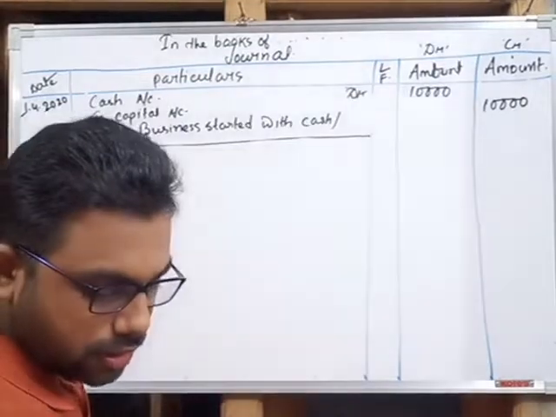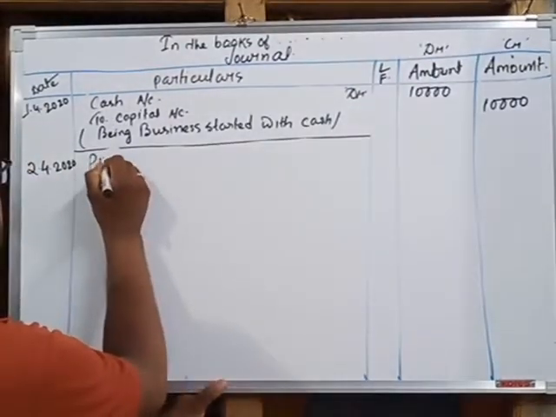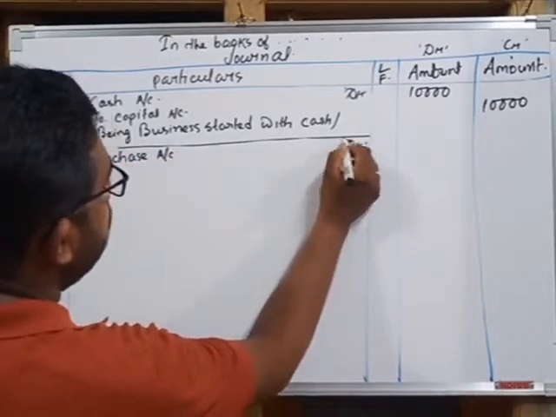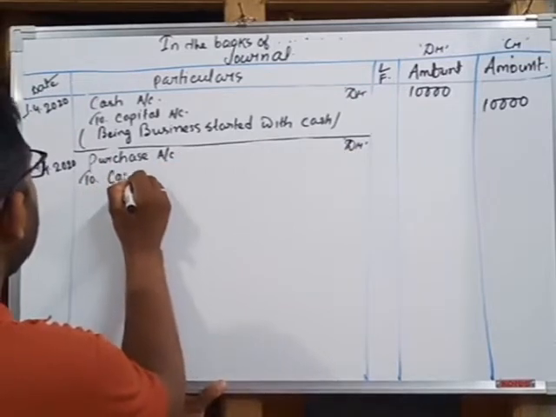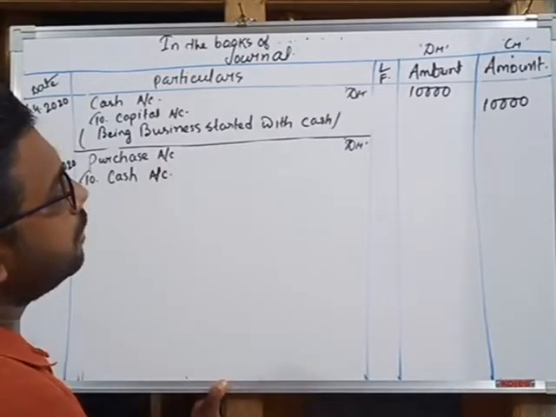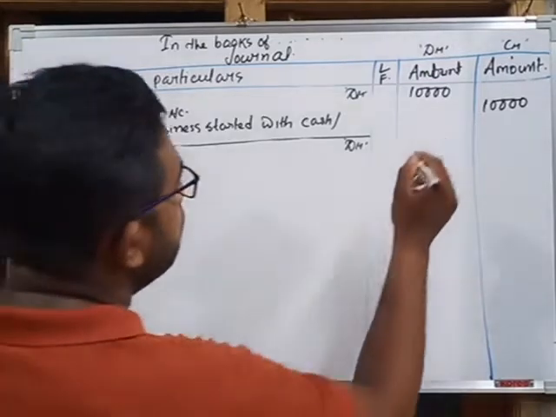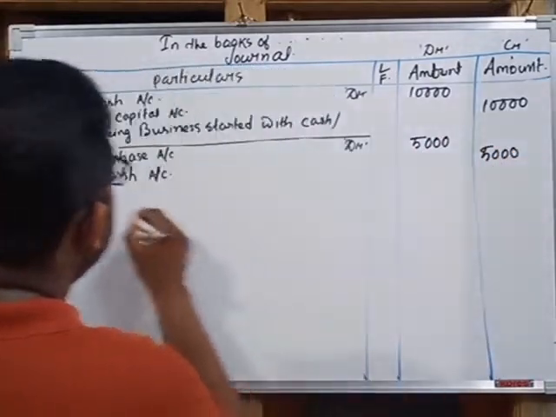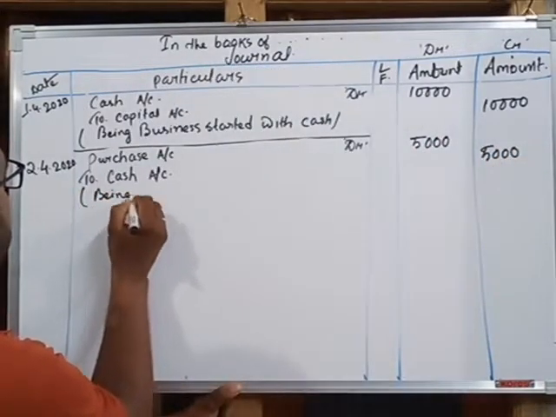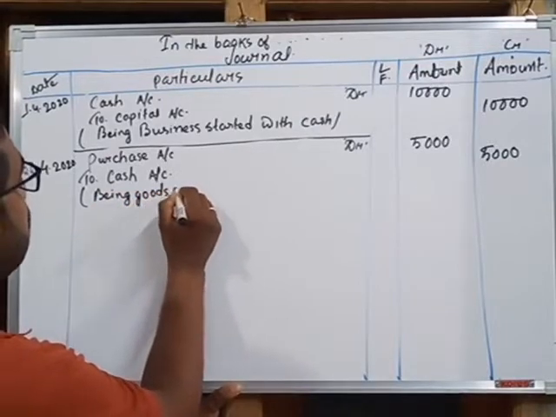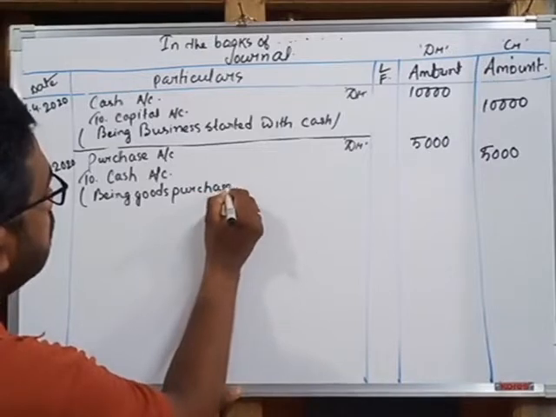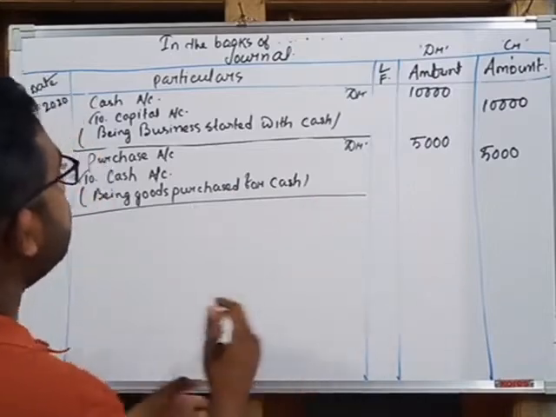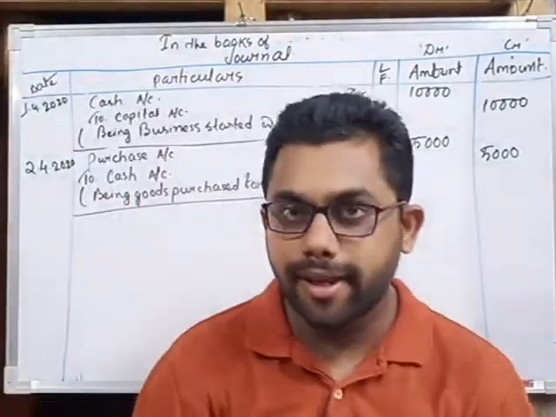So what is the transaction? What will be the entry? Purchase account debit to cash account, and the amount will be rupees 5,000. And the narration is, being goods purchased for cash. Okay, clear? Purchase account debit to cash account, being goods purchased for cash.